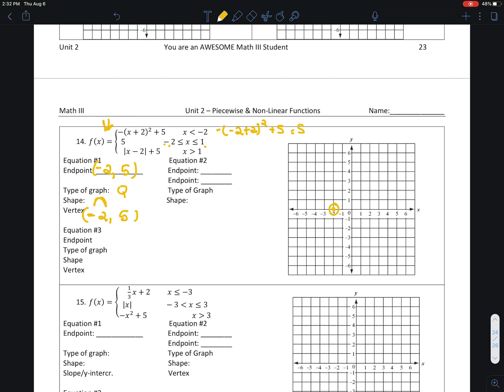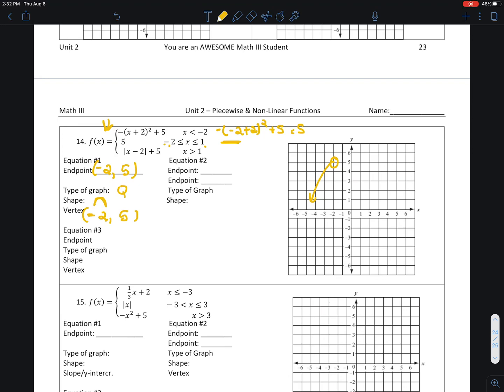Okay, so let's see if we can graph that. We're going to start at negative 2. We have an open circle at negative 2. Nope. We're going to start at negative 2, 5. So we have an open circle on negative 2, 5. We know our graph is going downward. Our vertex is also negative 2, 5. So this is going to be a maximum point. So it's going to look like this.